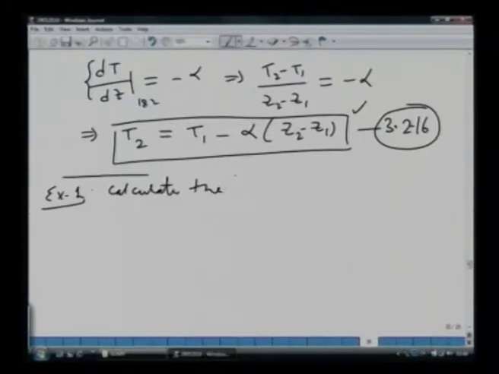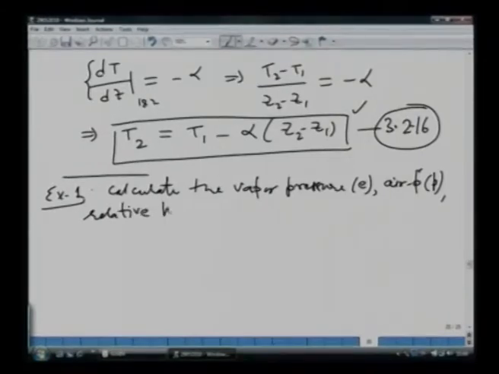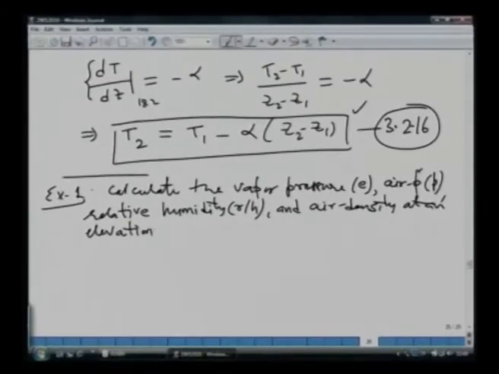the vapor pressure, which is E, air pressure, which is simply P, comma, relative humidity, which we are going to denote as RH, and air density at an elevation of 1500 meters. All right. So, which is about 1.5 kilometers into the atmosphere.